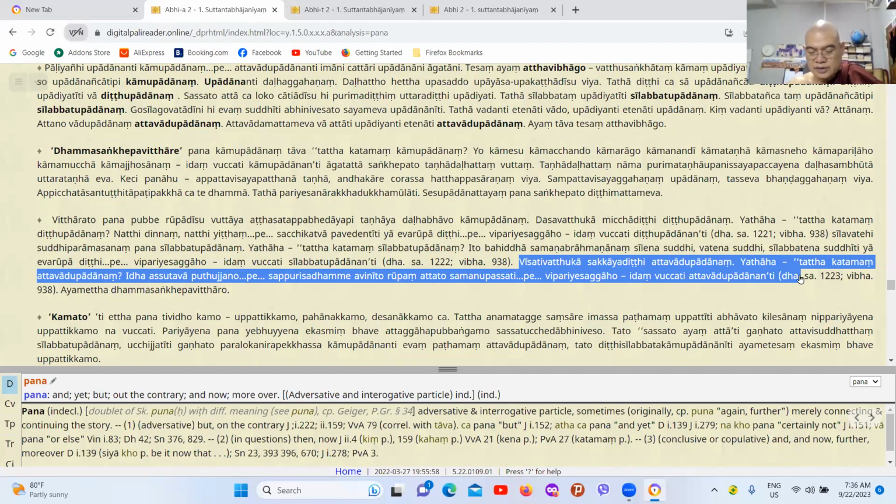Then we see what to ka sakaya deti adavadu parana. If we classify adavadu parana, we have 20 kinds of it. Based on those 20 kinds, the view that clings to these 20 kinds is called Adavadu Parana.